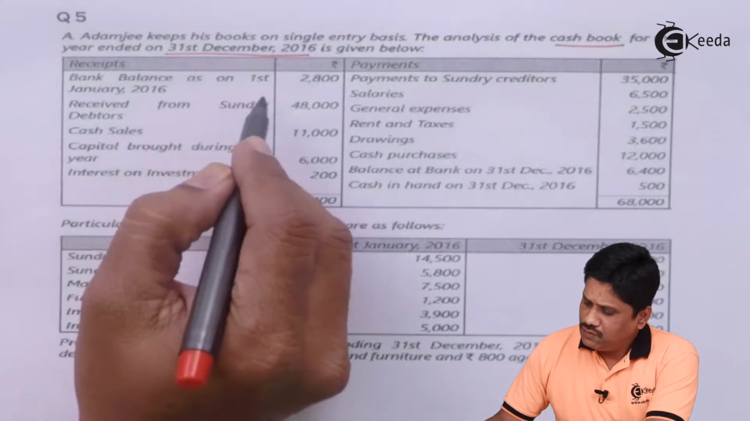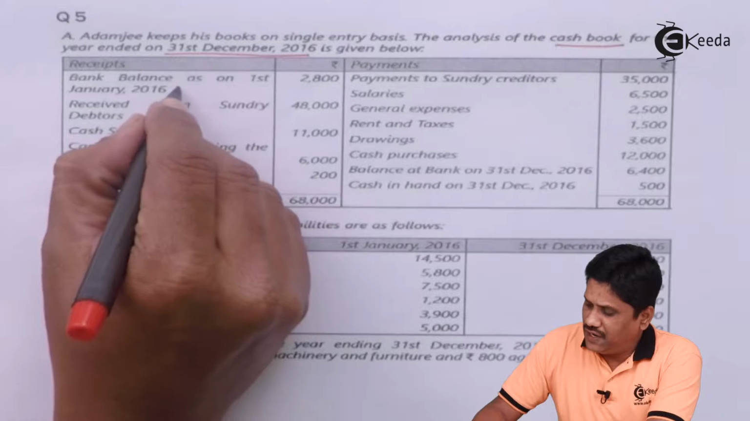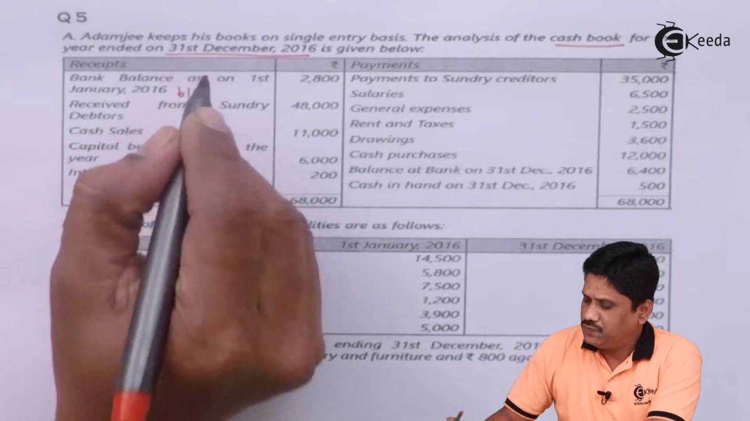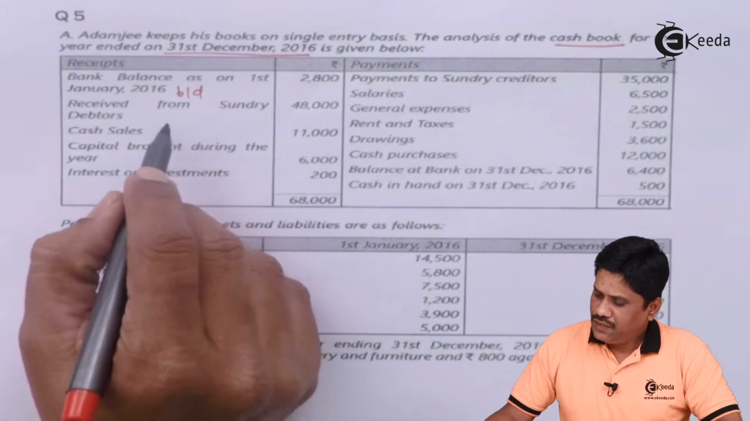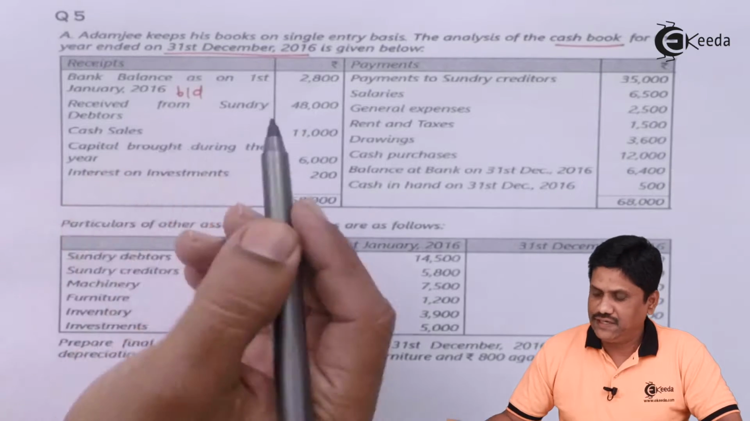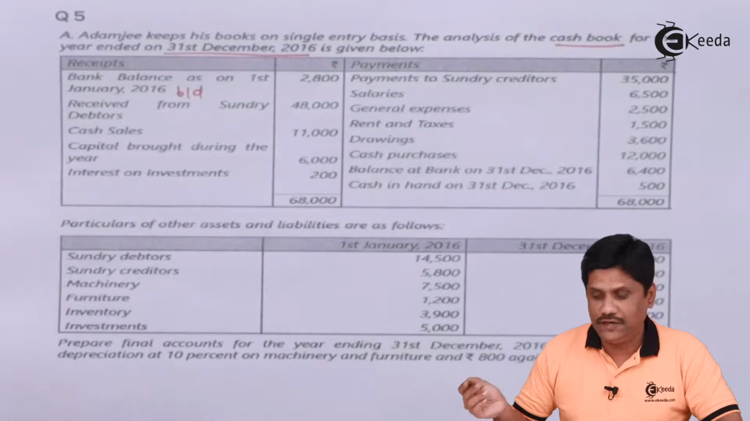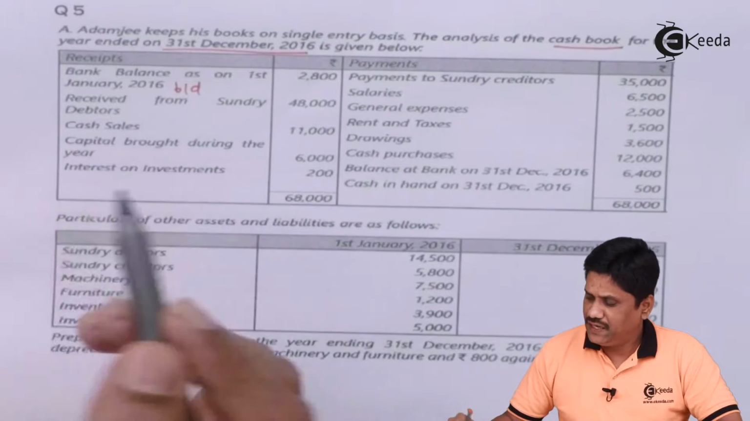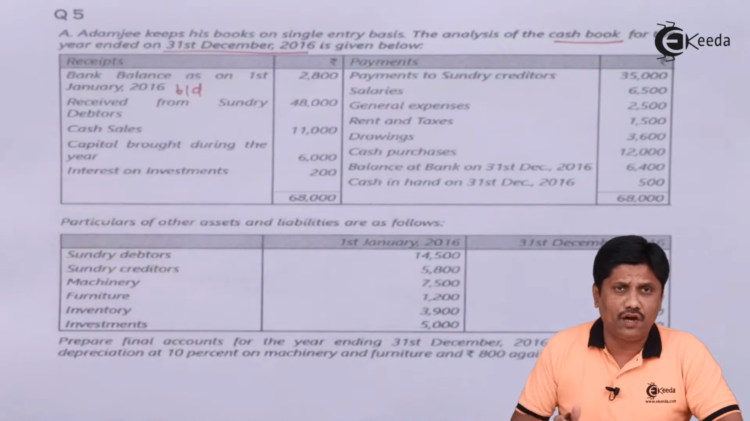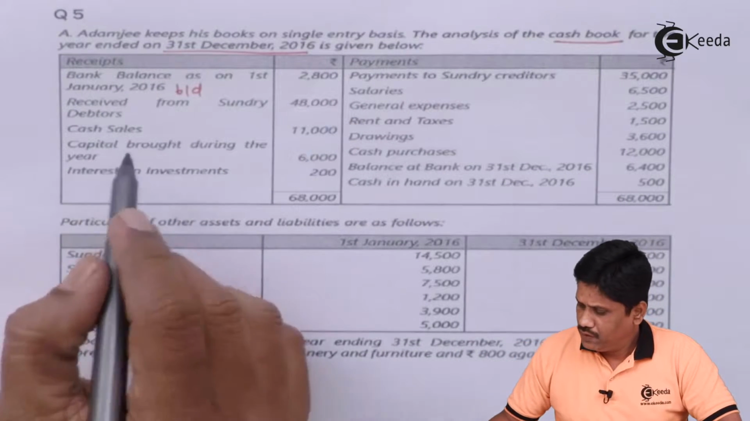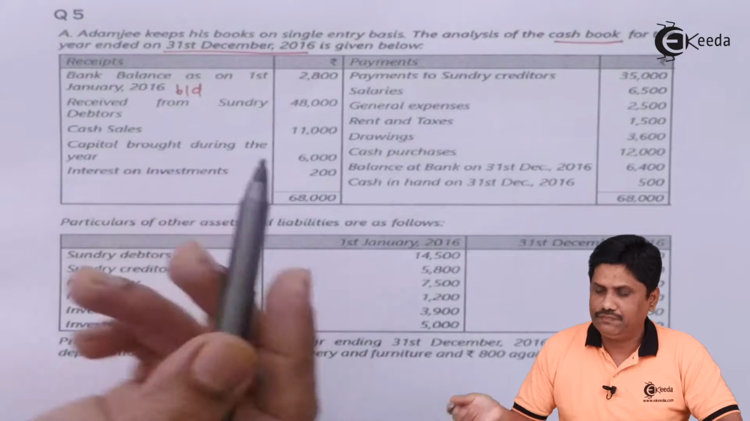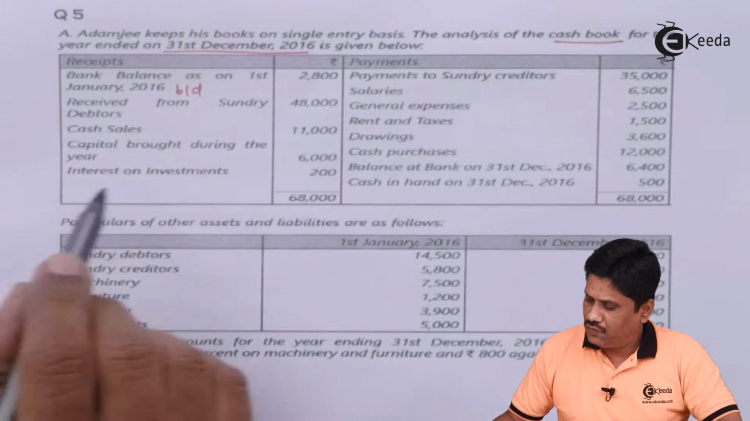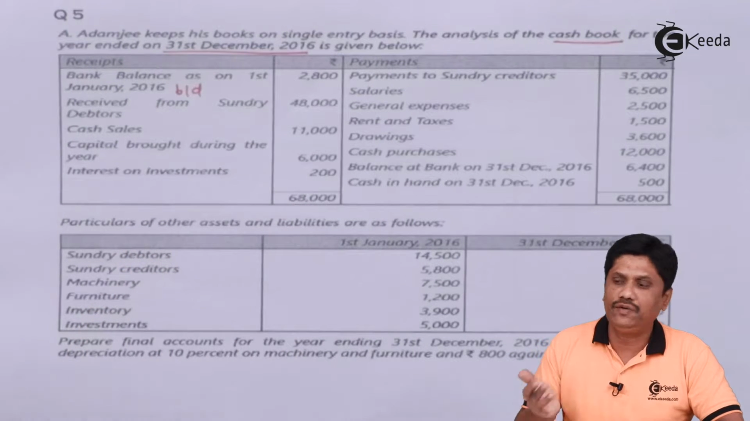Bank balance on 1st January 2016. Can't I say it is our opening balance brought down? Received from sundry debtors, so I can say bank account debit to debtors account. Cash sales, same entry, bank account debit to sales account. Capital brought during the period, bank account debit to capital account. Interest on investment, bank account debit to interest account.